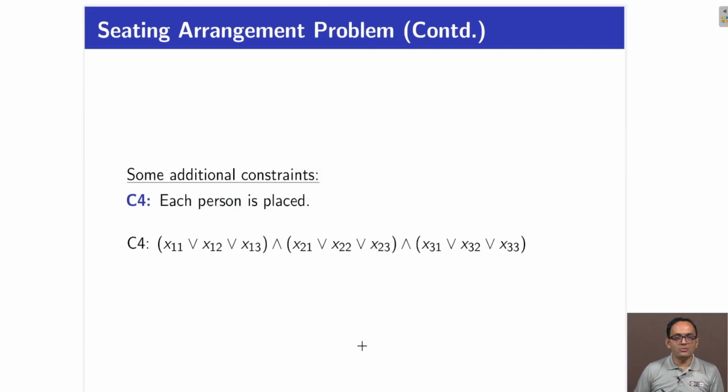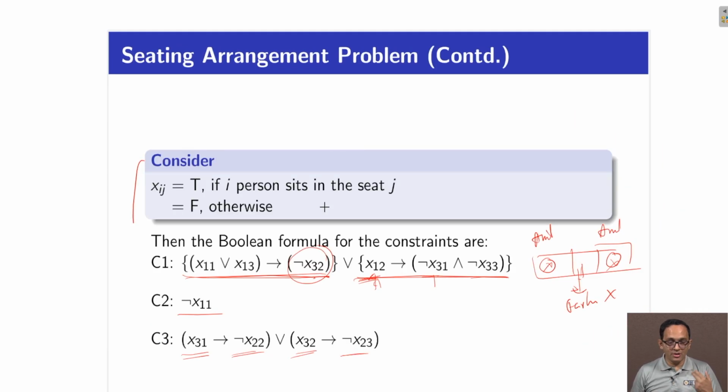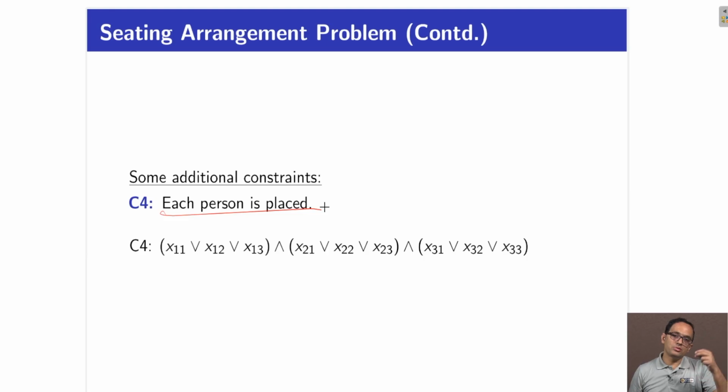So, what constraints do we have to add? That each person gets at least one seat. It is not the case that none of them gets a seat. You have not mentioned that earlier. You have just added 3 constraints stating who does not want to sit where, but you have not said that everybody has to get a seat. How do I encode that?